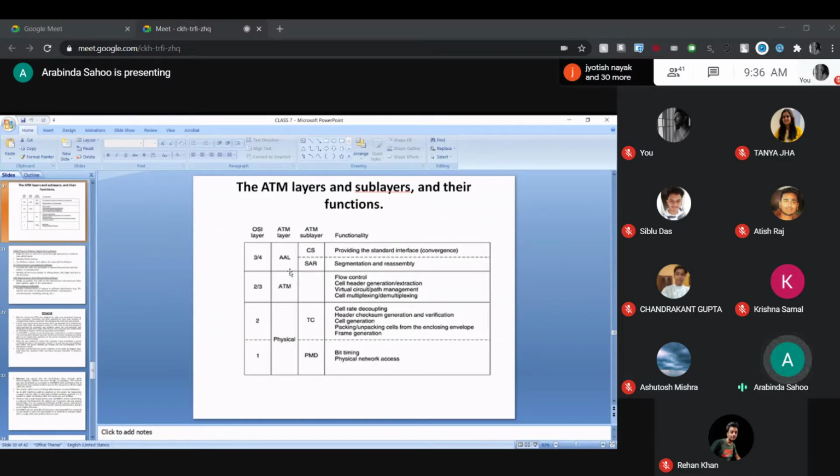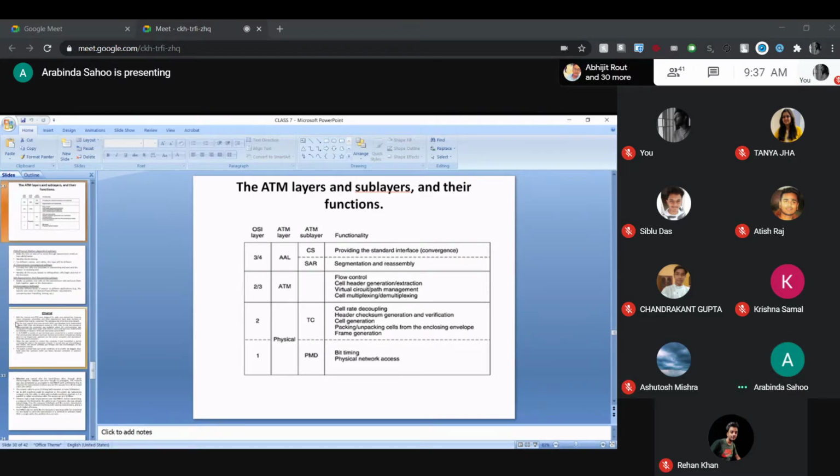You can check the third column: the AL, that is the ATM adaptation layer, is divided into two sublayers, the CS and SAR. And the physical layer is divided into two sublayers, the TC and PMD. What are their functionalities, we'll discuss here.